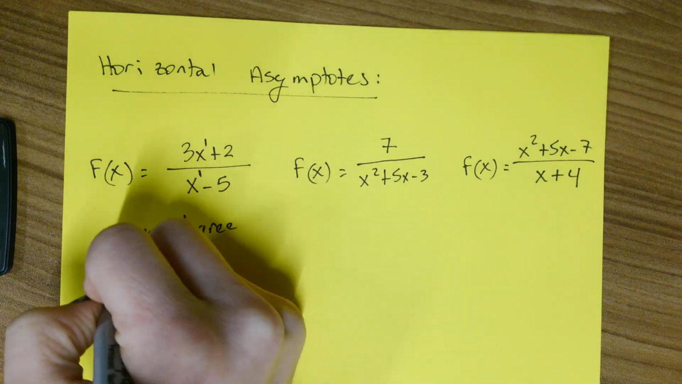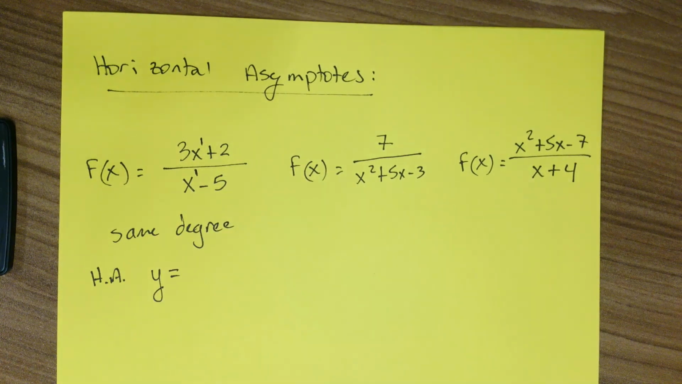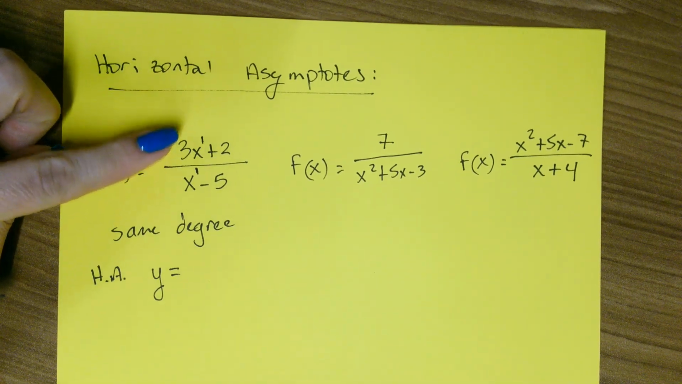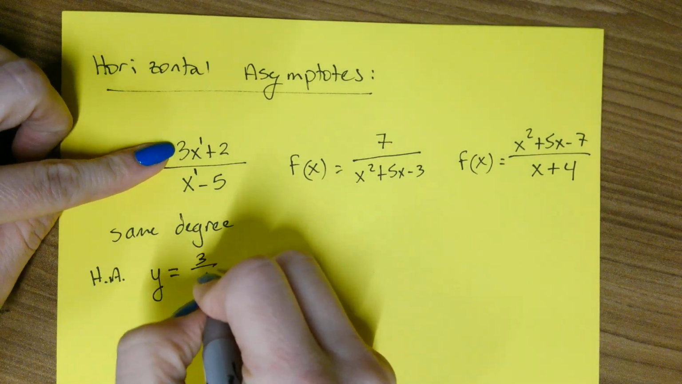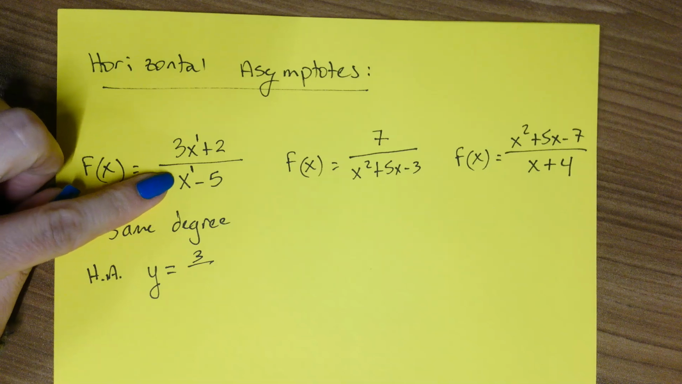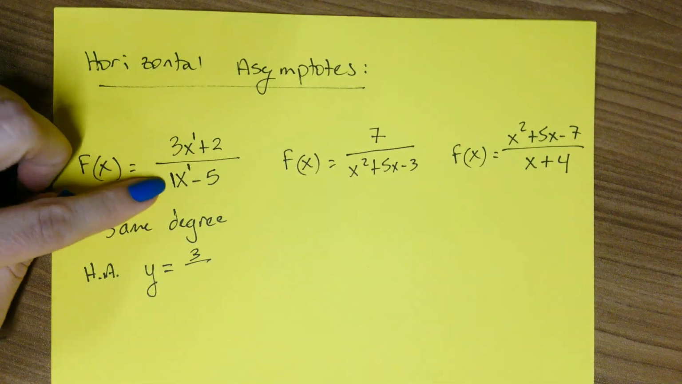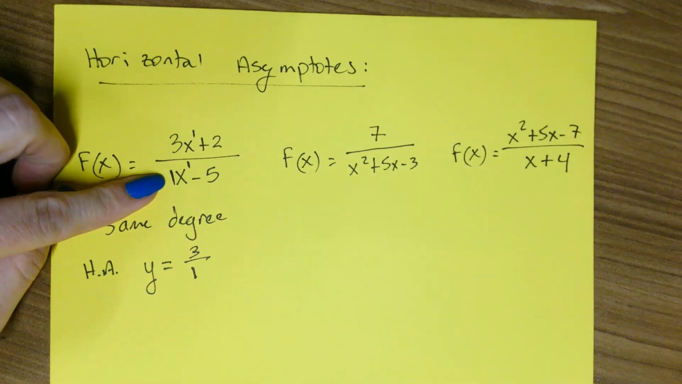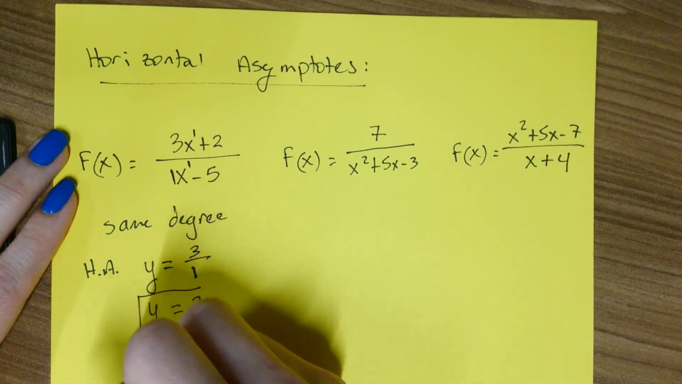So HA, our horizontal asymptote, will be y equals the ratio of the leading coefficients. So if you look in the numerator, my leading coefficient, the number that's with x to the first power, is 3. And in the denominator, my leading coefficient is just 1, the number that's technically in front of x to the first power. So this would be 3 over 1. So my horizontal asymptote, I can simplify that as just y equals 3.